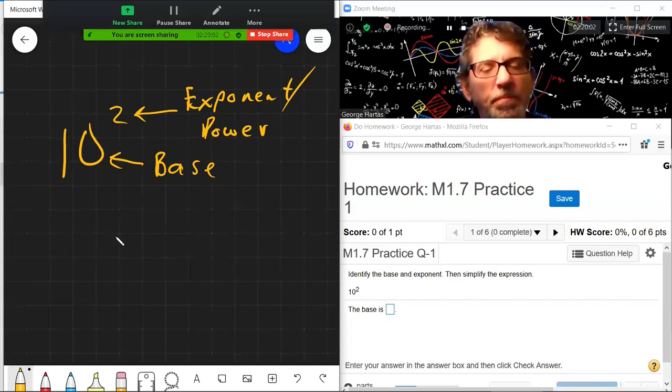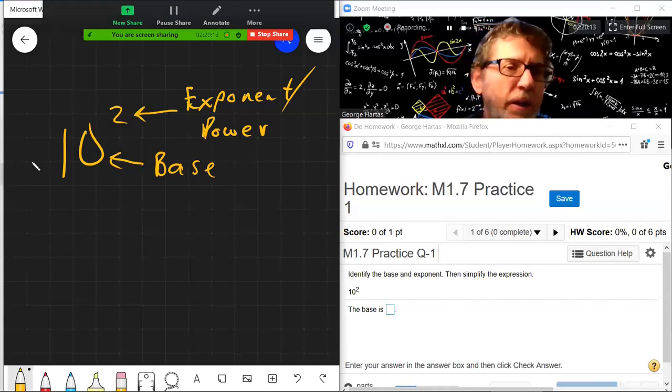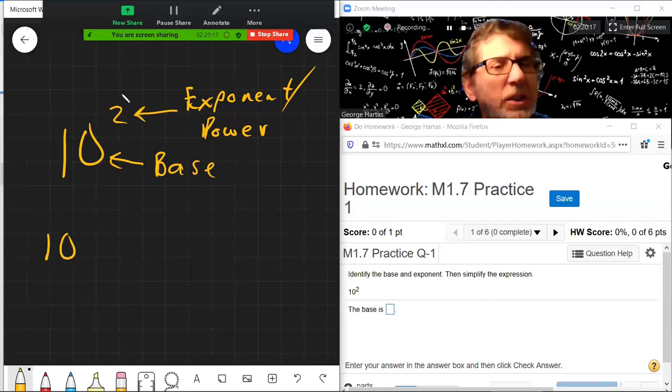So the base is really just the number. This is the number we're looking at. Okay, we're looking at the number 10. So the question is, what is this thing here?